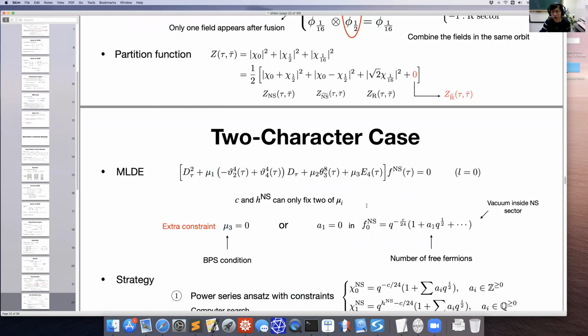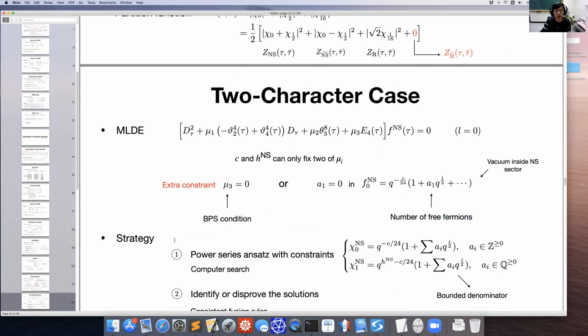Another possible constraint is that, remember, the vacuum is inside the NS sector, and I express the vacuum character in the following form. And this A1 actually expresses the number of free fermions in the problem. But since we already understand well the free fermions, which arise as in the 1-character case, we can just set A1 to 0 to try to see something new.